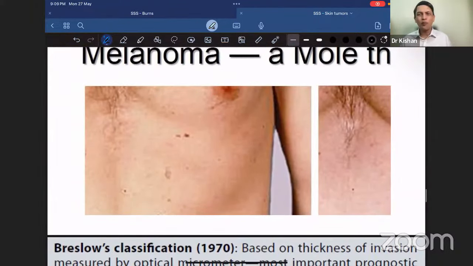Most of the melanomas arise from pre-existing moles. 90% of melanomas arise from moles, de novo. So if you have any mole and it is increasing in size or changing its color or anything like that, most probably it could be melanoma.